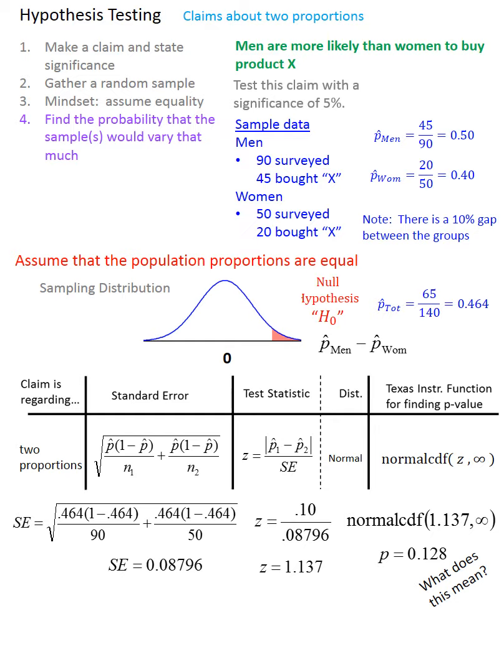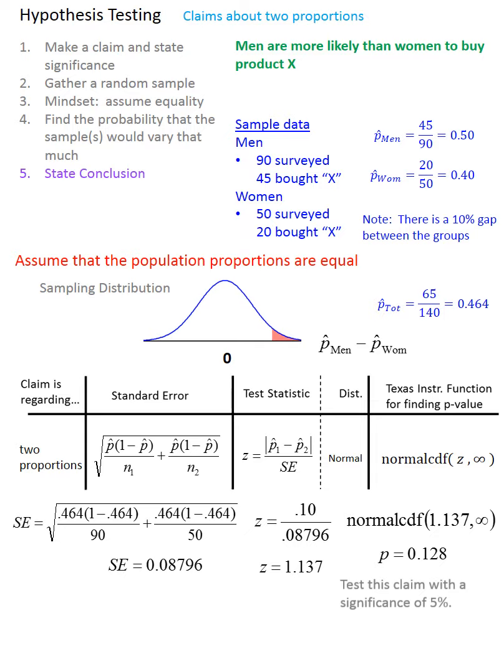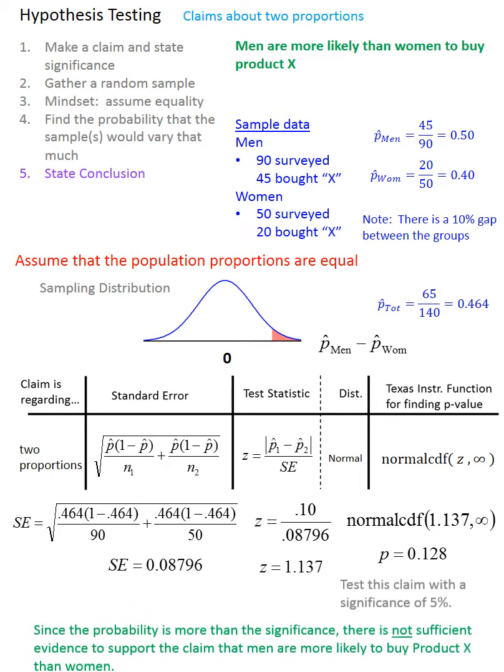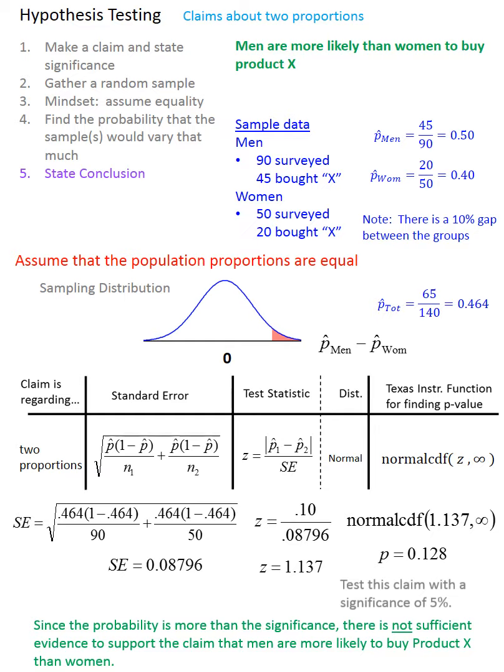And now we can use that to look at our conclusion. Remember, we set out to find the probability of a false positive less than 5%. But because of our sample data, we've discovered that there's a 12.8% chance of a false positive, which is higher than we were willing to accept. And since 12.8 is higher than 5, we have to say, as big as a 10% gap may seem in sample data, that it is not statistically significant enough to support the claim that men are more likely to buy this product than women.